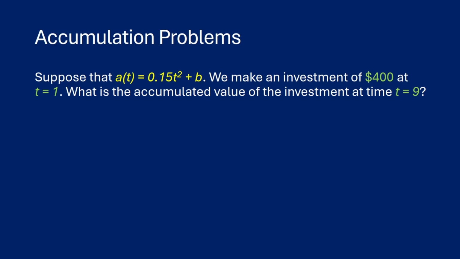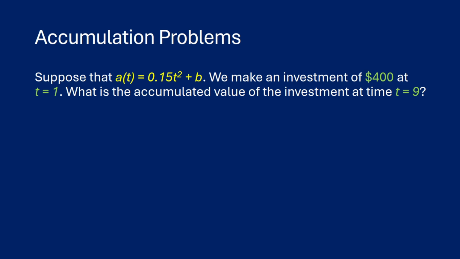We're going to do some accumulation problems. So let's suppose that a of t is equal to 0.15 t squared plus b. We make an investment of $400 at t is equal to 1. And what is the total amount of the investment that we have at time t equals 9? Well, we have a of t is equal to 0.15 t squared plus b.